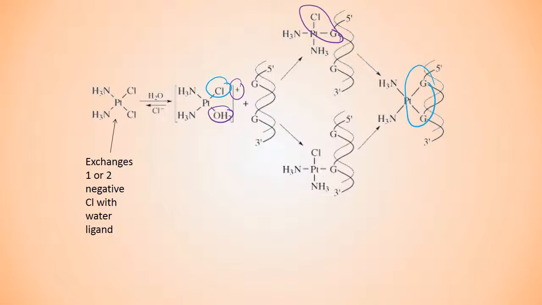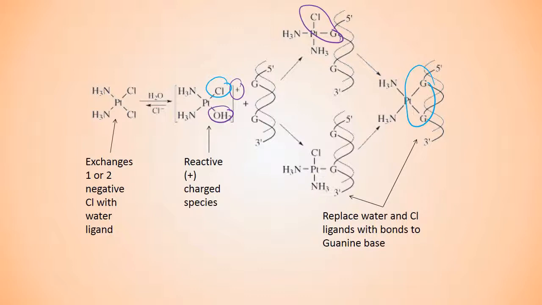So again, this exchanges one or two negative chlorines with a water ligand. This becomes a reactive positively charged species that's going to replace water and the Cl ligands to bind with the guanine base.